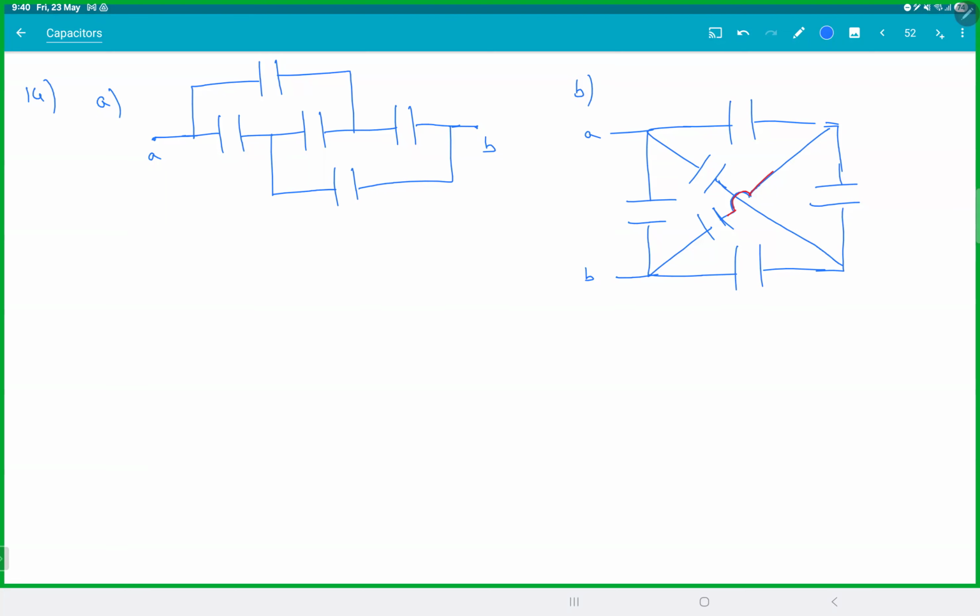C. Yeah, all are C. Did you guys notice? It's a hidden Wheatstone bridge. If you see carefully, can you notice this? If I remove this guy in the middle, can you see the Wheatstone now?